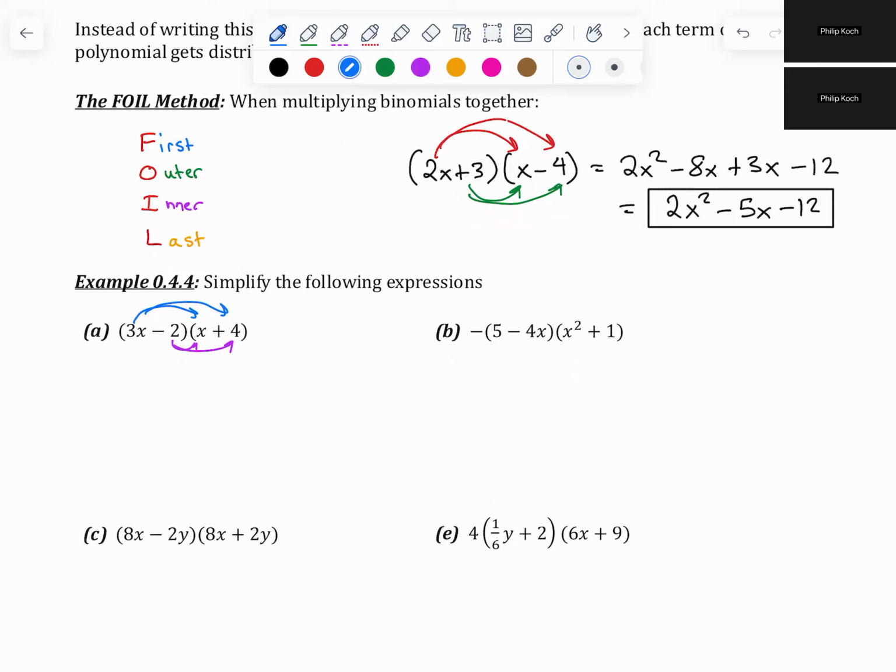So the 3x times the x would be 3x squared. The 3x times the 4 would be a 12x. The negative 2 times the x would give me a minus 2x. And then the negative 2 times the 4 would give me a minus 8. Oh, I wanted to change those to be in purple.